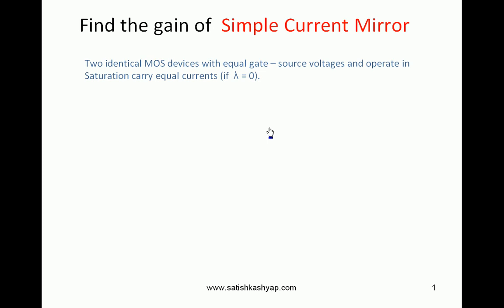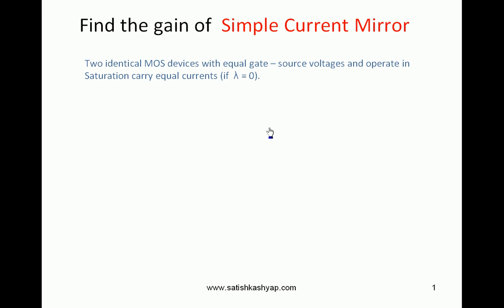Now we'll discuss how to find the gain of a simple current mirror. Finding the gain of a simple current mirror is simply finding the current gain, so the ratio of output current to input current, or the ratio of output current to reference current of a simple current mirror.